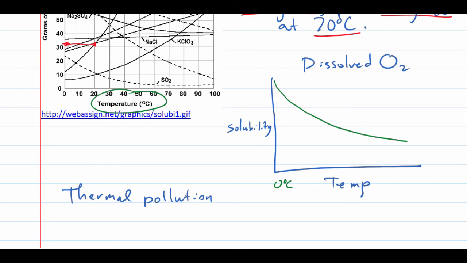Now, I don't fish a whole lot, but any of you fish for trout or stuff like that? Anybody fish for trout? Anybody know what type of habitat trout survive in?